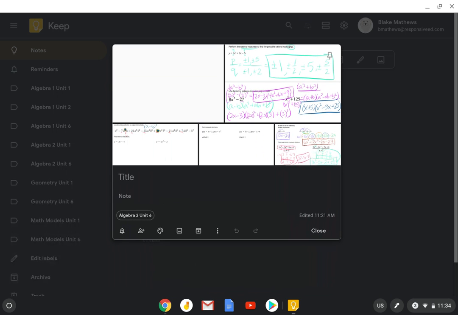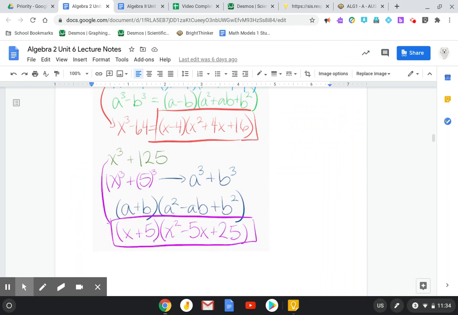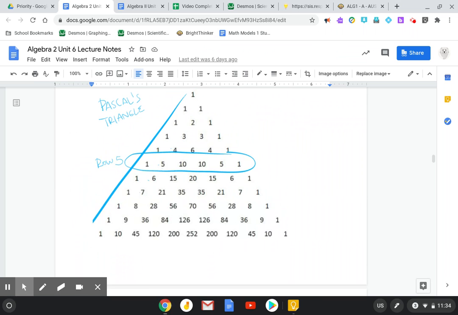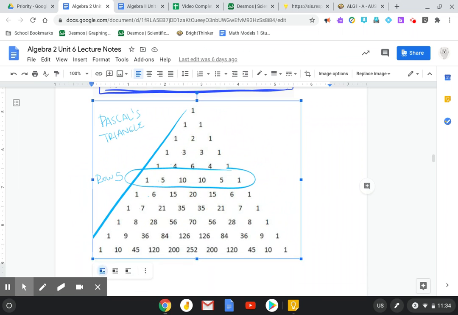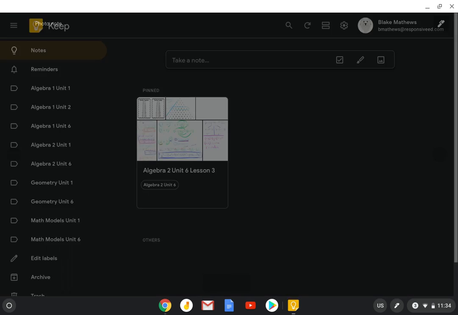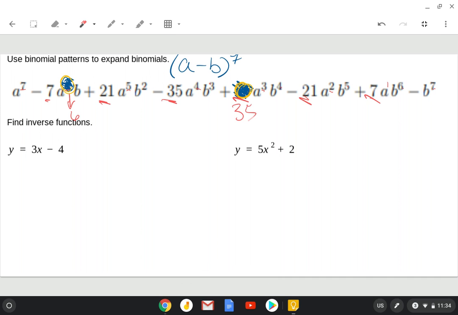Let's jump back out again. Go over to our notes. A lot of important information in this lesson. And we need to find the 7th row of Pascal's triangle, which is right there. 1, 7, 21, 35, 35, 21, 7, and 1. And you can just refer to that. And that tells me that I need a 35 to be in this spot here. And of course, you can see that that is true there and there. So that is how we do that.